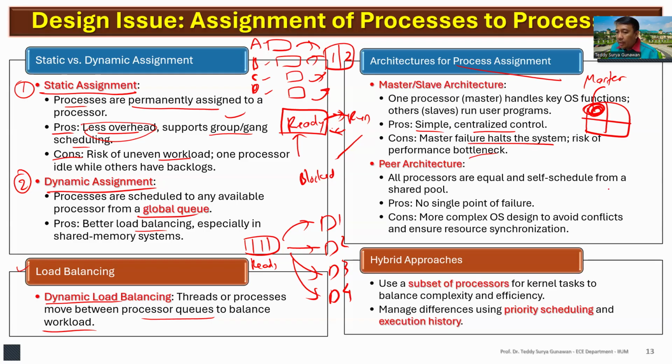In peer architectures, all processors are equal and self-schedule from a shared pool, with no single point of failure, but it is more complex for the OS design to avoid conflict. So you need to check whether the memory is available, the I/O resources are available, and so on. So this is more complex. Or we can have a hybrid approach in between master-slave and peer architecture. Use a subset of processors for kernel tasks to balance complexity and efficiency, and we can manage differences using priority scheduling or execution history.